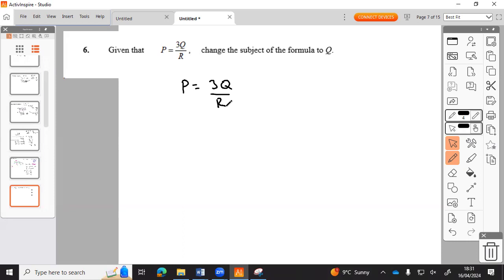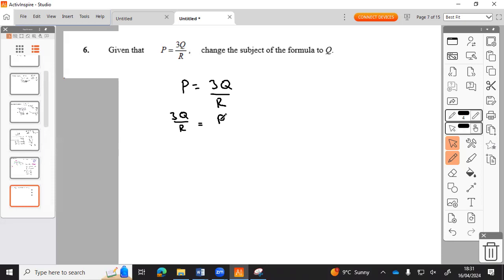But I want it on the left hand side, so I'm going to again just spin that round. I'm not going to change any side of anything. I'm just going to spin that round so my Q is on the left hand side. That's just the way I prefer writing it. So I've not changed anything there.